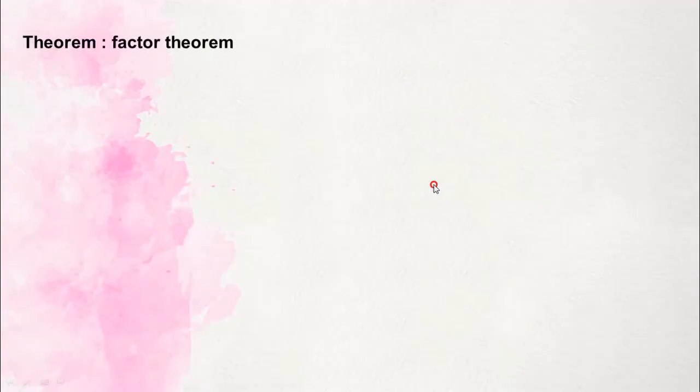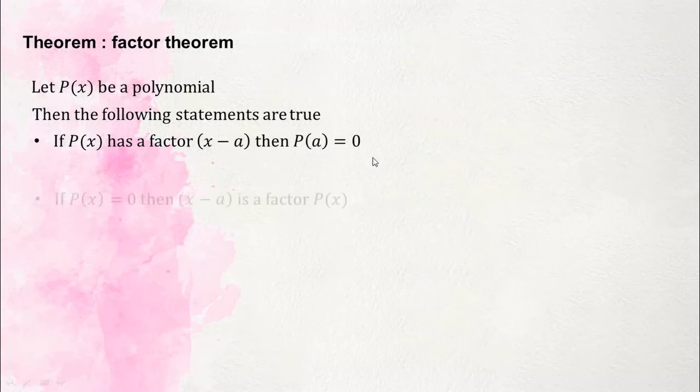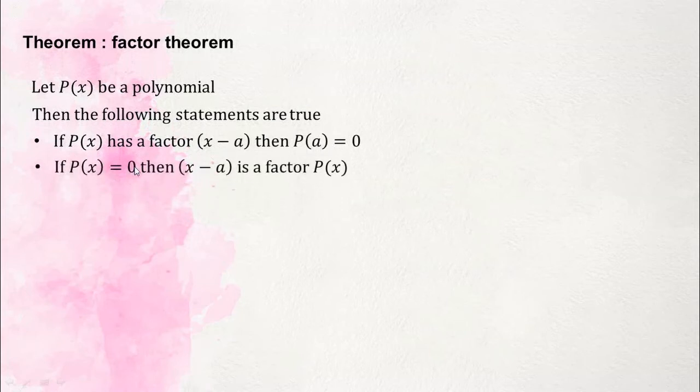Theorem, factor theorem. Let p(x) be a polynomial, then the following statements are true. 1. If p(x) has a factor x minus a, then p(a) equals 0. 2. If p(a) equals 0, then x minus a is a factor of p(x). So that's the meaning when you find the equation showing that x minus a is a factor of p(x), you can make x minus a equal 0, everyone.